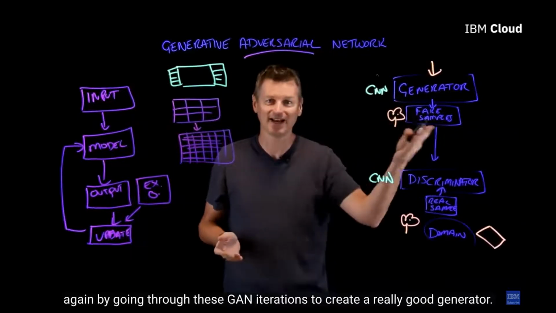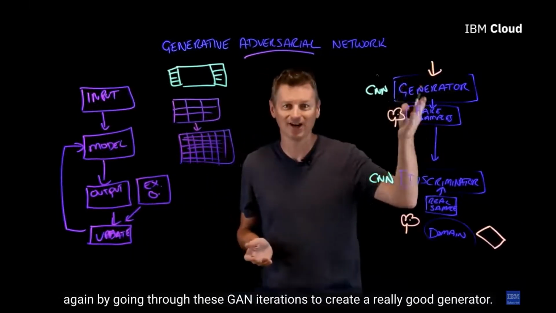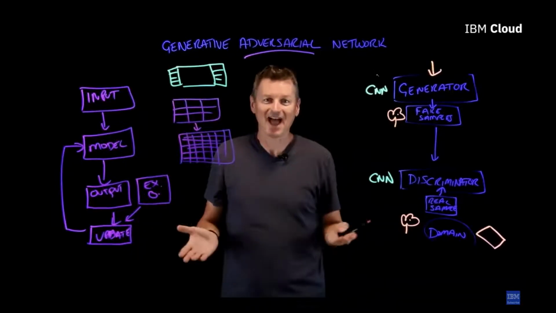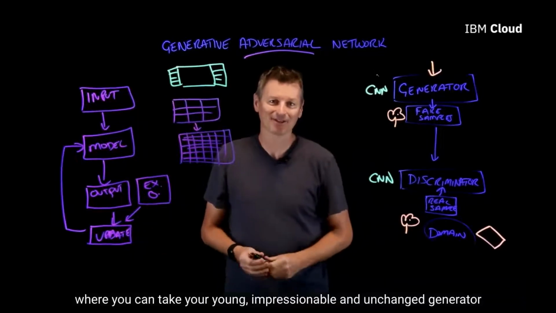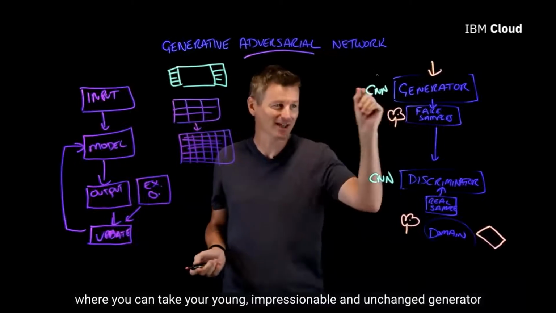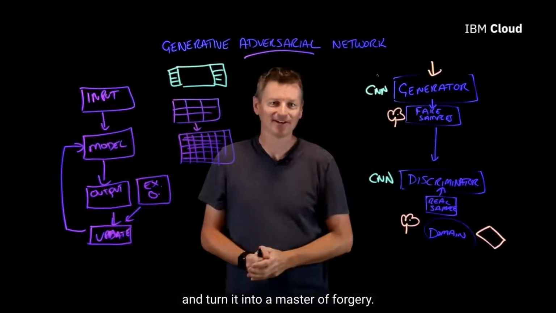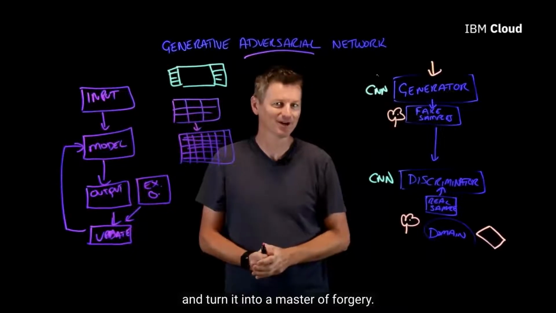Again, by going through these GAN iterations to create a really good generator. So that's GAN. It's the battle of the bots, where you can take your young, impressionable, and unchanged generator and turn it into a master of forgery.